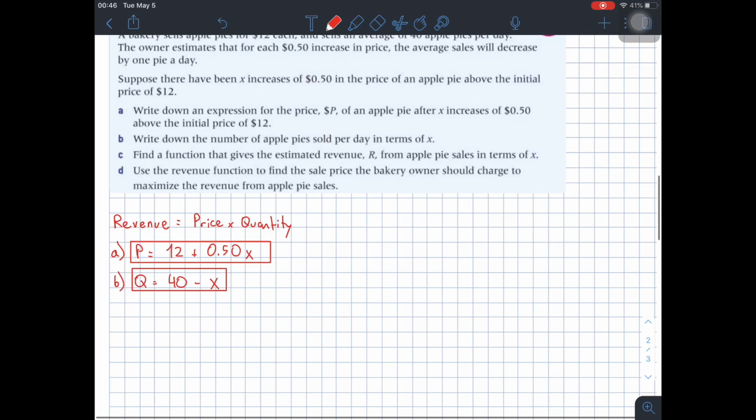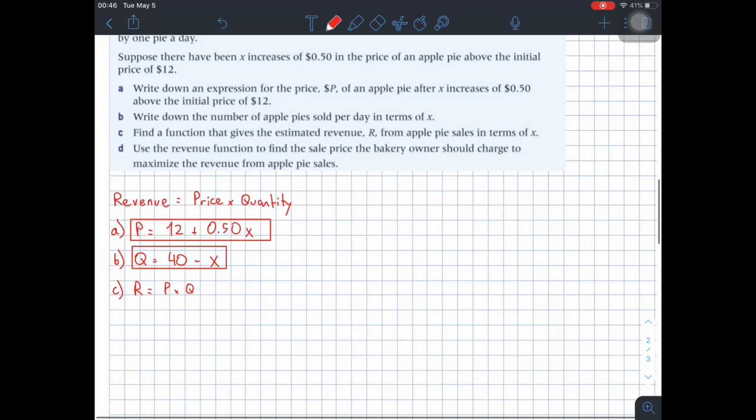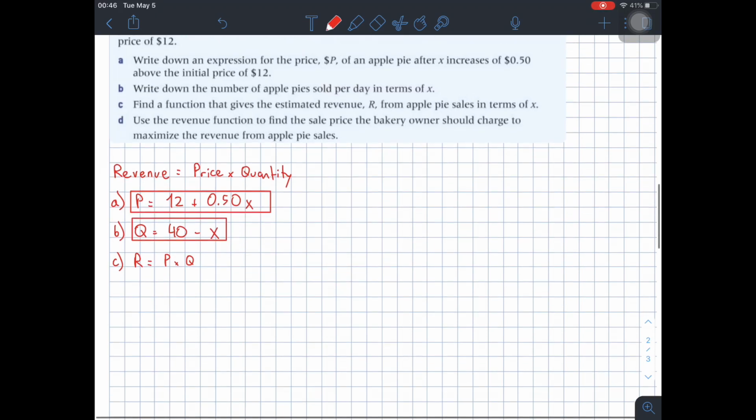Okay, part C. Find a function that gives the estimated revenue from apple pies sales in terms of X. Okay, so we already know that the revenue equals the price times the quantity, which is what we just talked about at the beginning of this problem. So if I plug in both equations that I wrote in part A and part B, price P and quantity Q, then the revenue equation would be equal to 12 plus 0.50x times quantity, which is 40 minus x, okay?